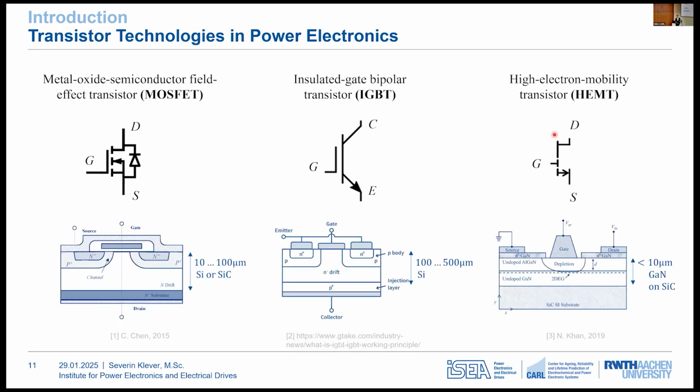And the different characteristics result from individual physical structures you can see here in combination with the different semiconductor materials. MOSFETs are typically made from silicon or silicon carbide. IGBTs are usually made from silicon, which has a much thicker drift layer. And we have HEMTs that can be made, for example, from very thin gallium nitride layers on a silicon carbide substrate.